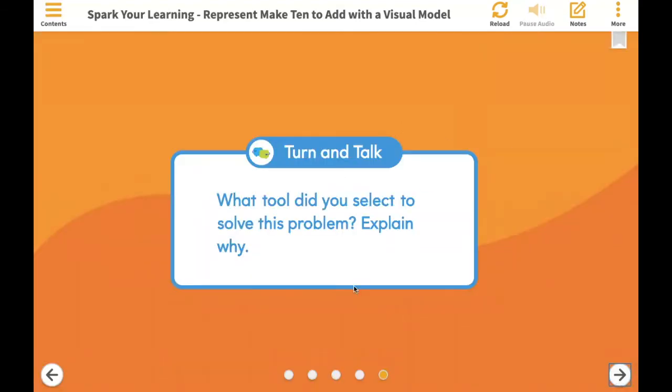Turn and talk. What tool did you select to solve this problem? Explain why. I decided it would be easiest to show my numbers using quick pictures. So I used my sticks or my lines to show my groups of 10, and my circles or dots to show my ones.